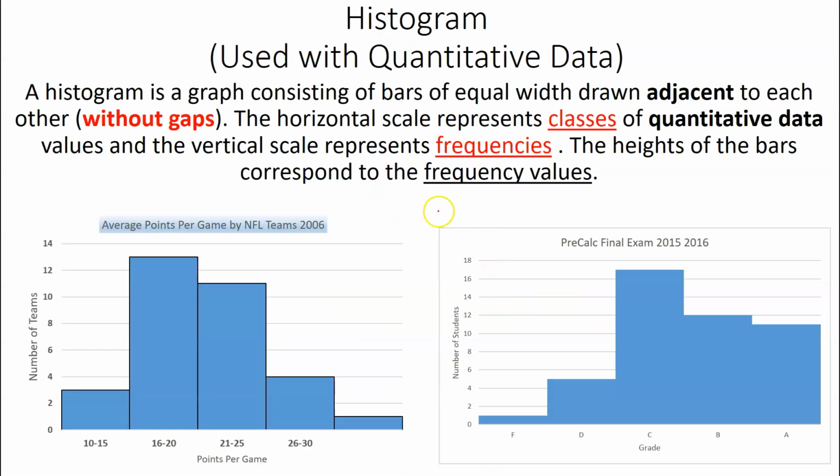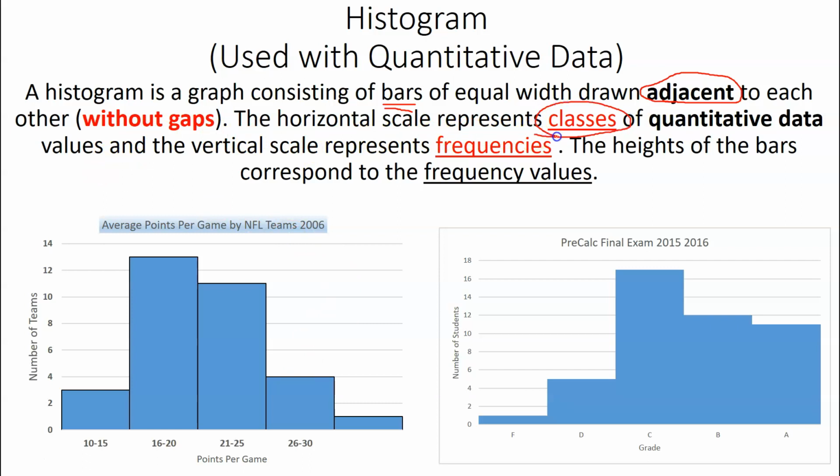All right, so a histogram. What is a histogram? It's a graph consisting of bars, so it's kind of like a bar chart, but it is not the same thing as a bar chart. The bars are of equal width and adjacent. This is kind of important. With a histogram, they're touching. There's no gap in between them. Bar charts, there's a lot of times there are gaps. So there are no gaps. The horizontal scale represents the classes.